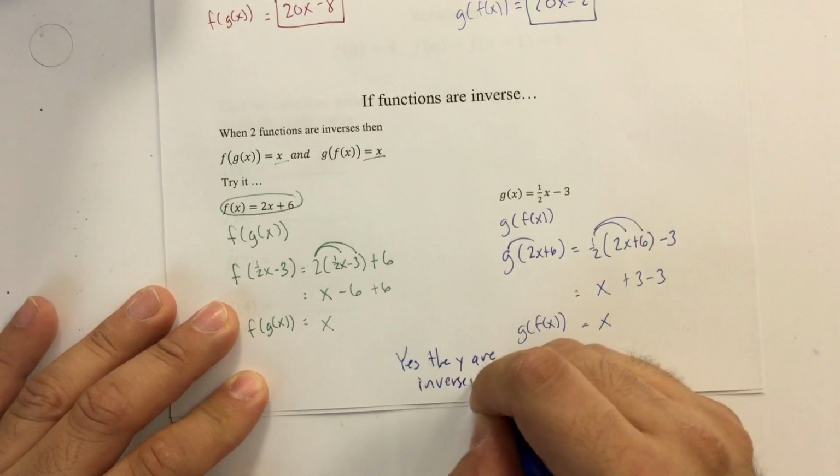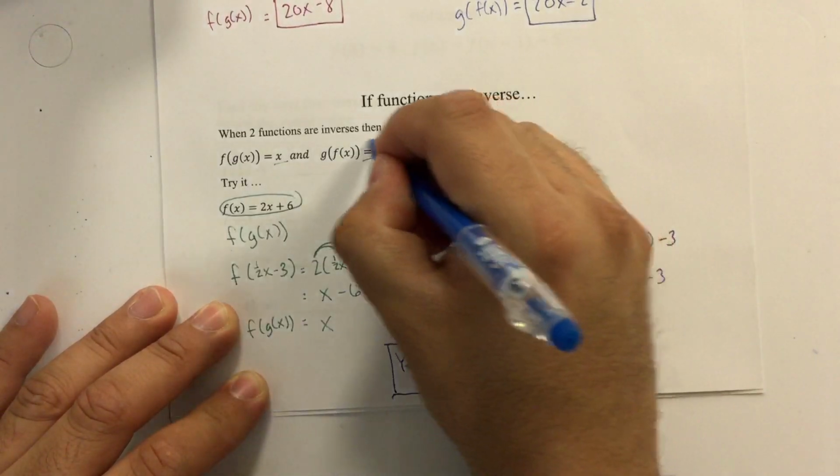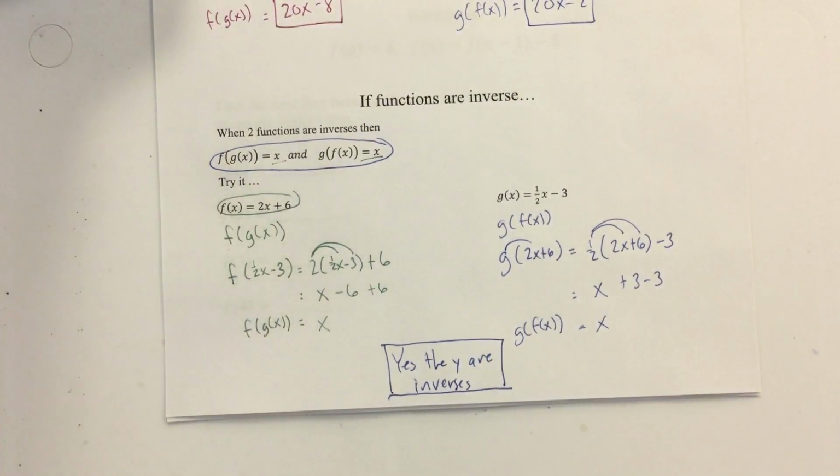All right, so the way you tell they're inverses is when you do the composition, they must both simplify to x. Did they both simplify to x? Yes, so yes, they are inverses. But if instead of x, it gave you like 3x or 5x, okay, so if you get a number in front of x, like 2x, half x, 3x, not an inverse. It has to be x. Okay.